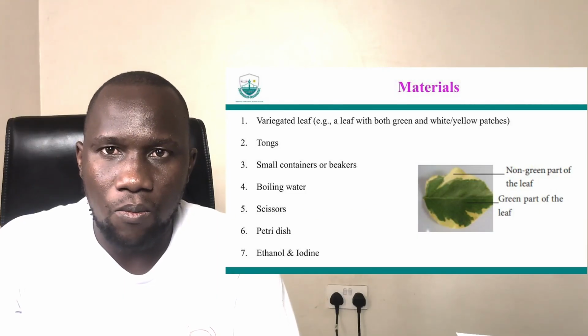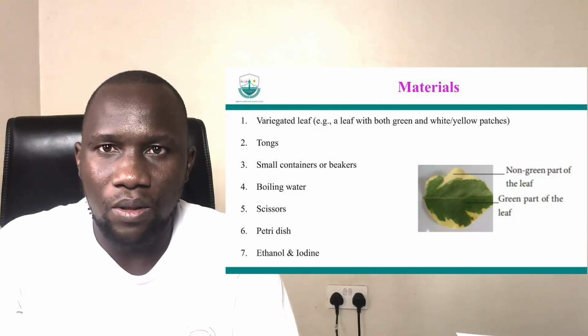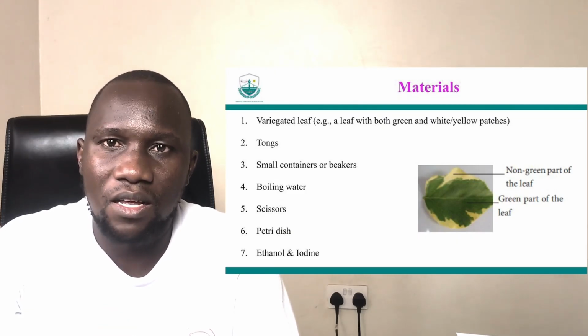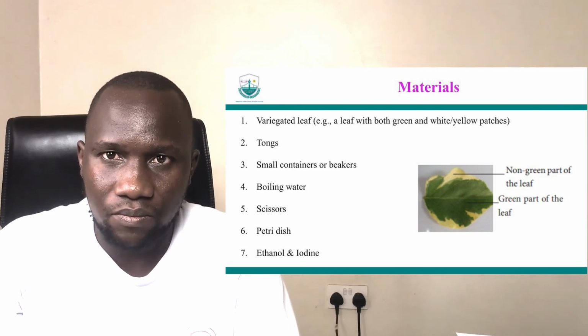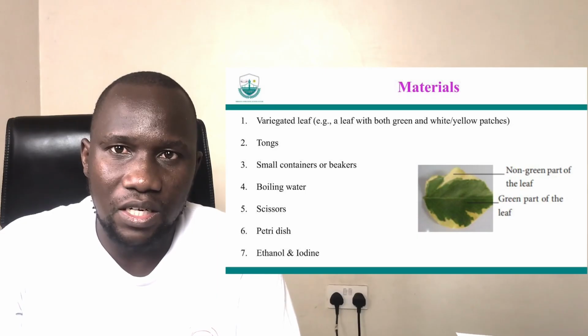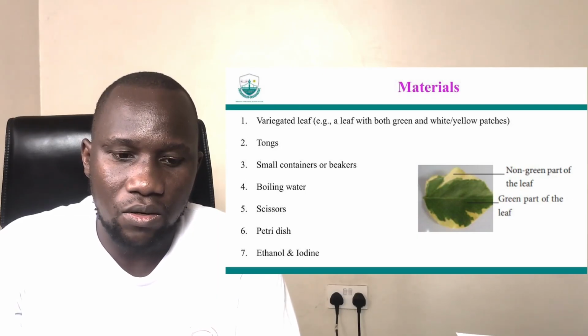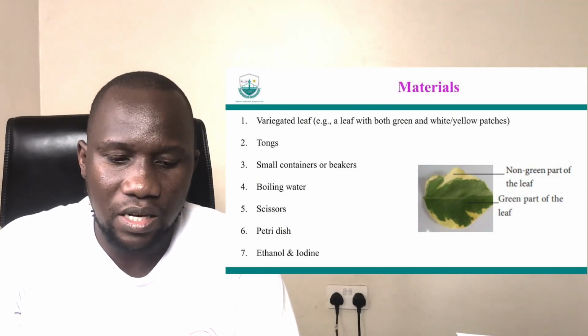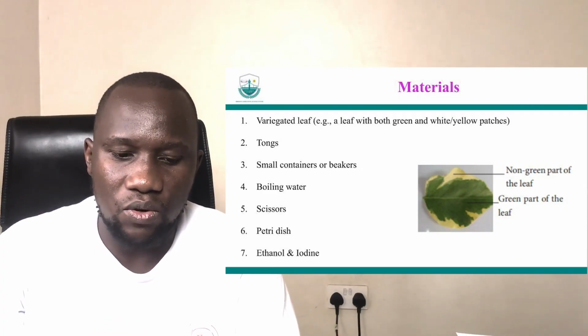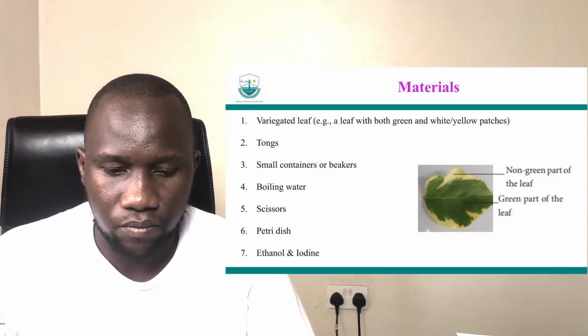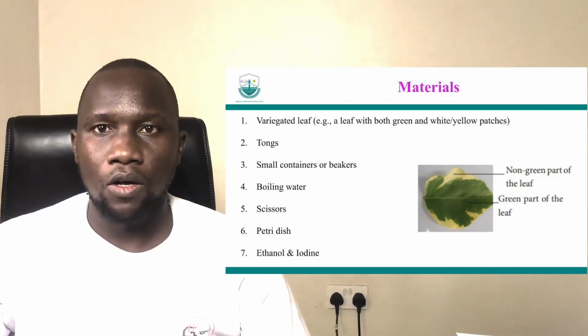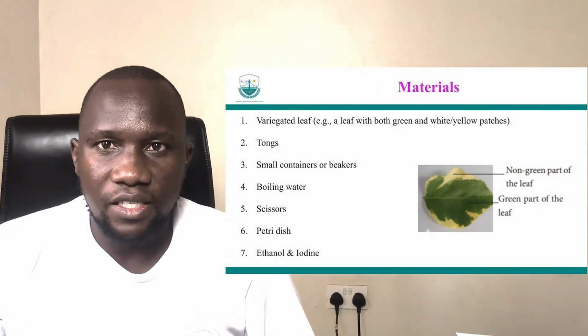What you're going to do on the variegated leaf is basically the same thing that we did when we were testing for the presence of starch. So definitely you need a variegated leaf. You need tongs, containers, boiling water, scissors, a petri dish, and ethanol. You also need iodine because you have to test for the presence of starch using iodine. The procedure is as follows.